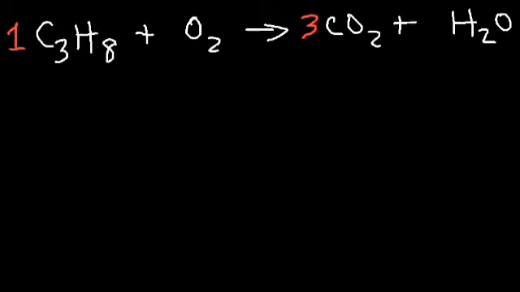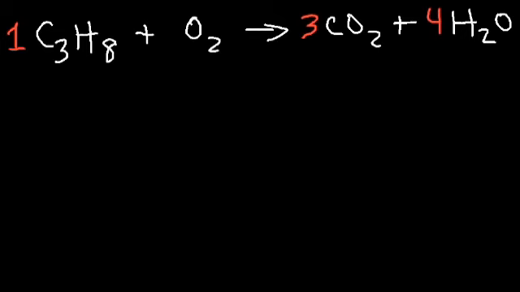So let's move on to the hydrogen atoms. Notice that we have 8 hydrogen atoms on the left side. And the only molecule that has hydrogen is water. What number do we need to put in front of H2O? 8 divided by 2 is what number? 8 divided by 2 is 4. So you need to put a 4 in front of H2O. So you have 8 hydrogen atoms on both sides.